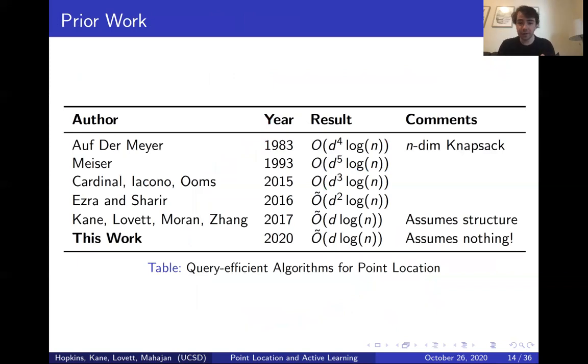So there's been a bunch of prior work on this. It started mostly on related combinatorial problems like decision trees from knapsack and K-sum. But eventually they were generally solving the point location problem for arbitrary points. And it started with d to the fifth log n. And over the last 30 or so years, we've gotten the exponent down to 2. So this was most recently Ezra and Sharir's work, a d squared log n algorithm for arbitrary points. There was a recent d log n algorithm that assumed structure, so you had to have margin or bit complexity or something like that. And finally, in this work, we very nearly get to the information theoretic lower bound of d log n, assuming absolutely nothing, no structure, arbitrary point set.